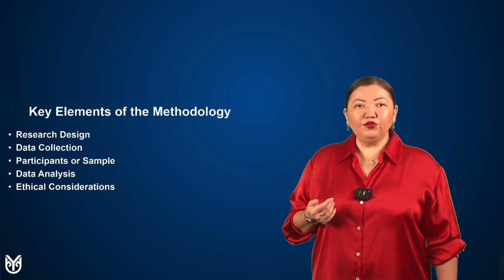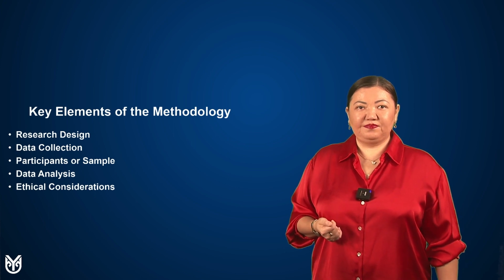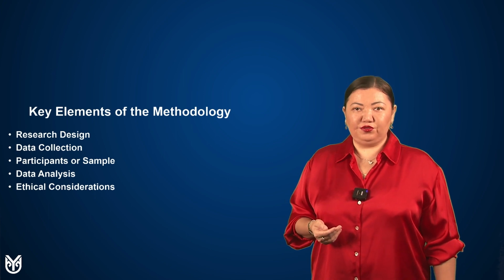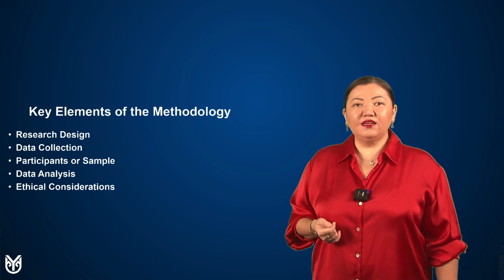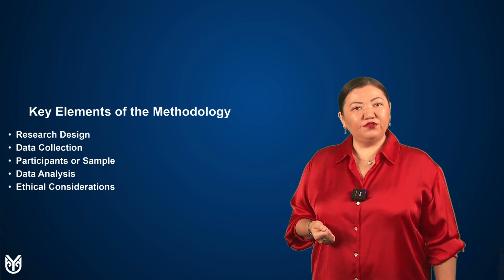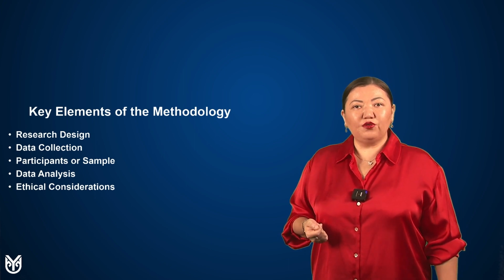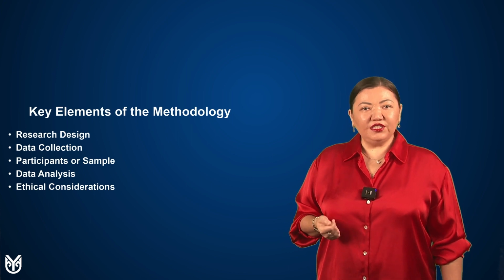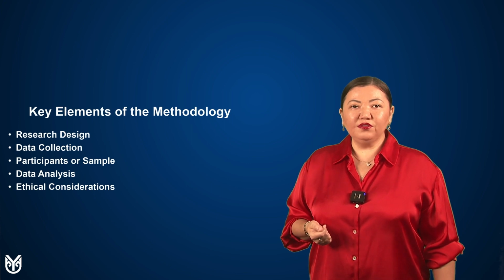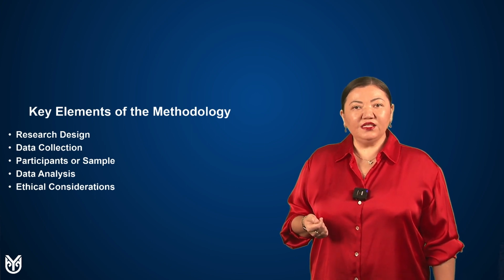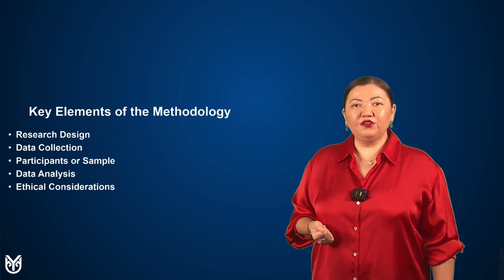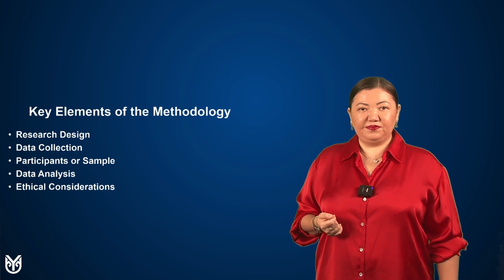Number two, data collection. Explain how you collected data. This includes the tools, instruments, or surveys you used. Discuss their reliability and validity. Number three, participants or sample. Detail the characteristics of your study's participants or sample. This might include demographic information, selection criteria, and the size of the sample.